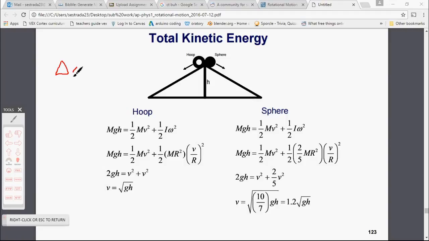So these are the relationships to go from linear, it's an r, to angular. So angular displacement to linear velocity, angular velocity, linear acceleration to angular acceleration.